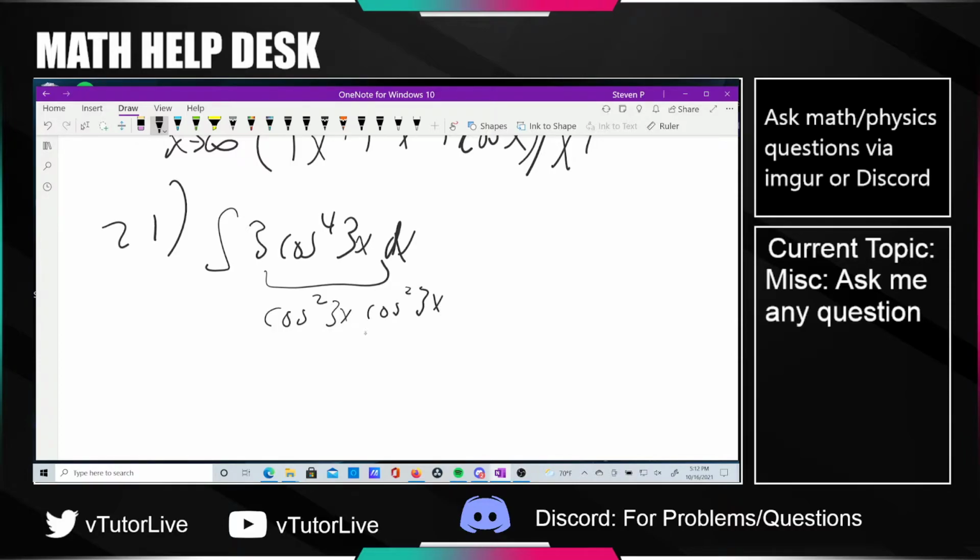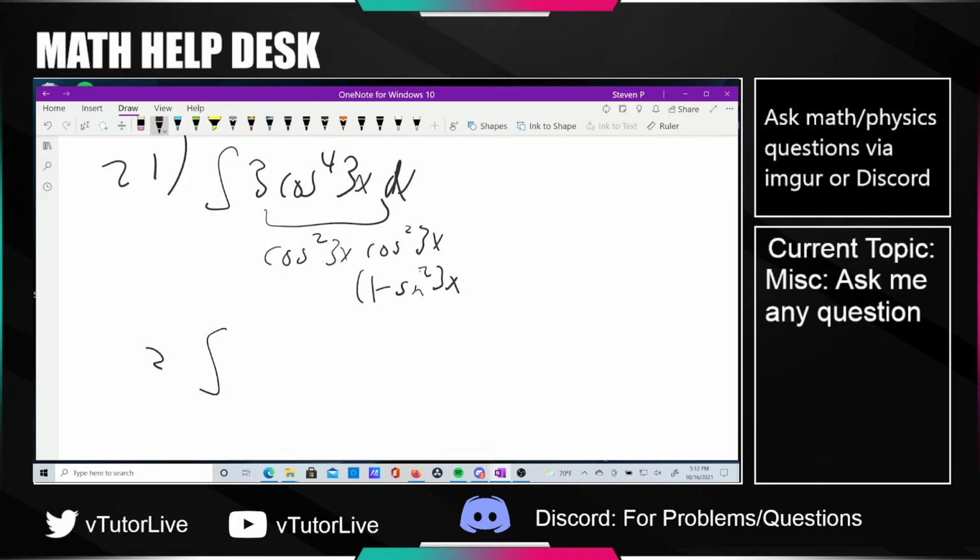And then we're going to turn this part into 1 minus sine squared of 3x. So the 3 pops right out, and this is going to look like cosine squared of 3x minus cosine squared 3x times sine squared of 3x. And what we're trying to exploit here is the double angle formula, right?